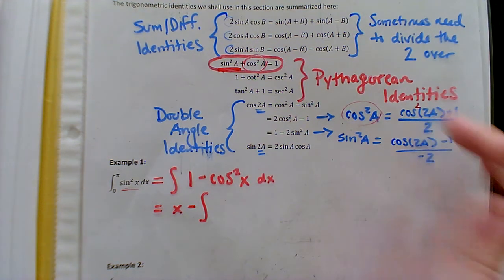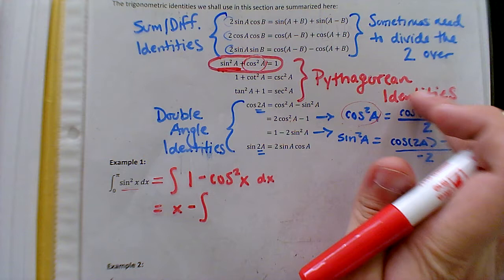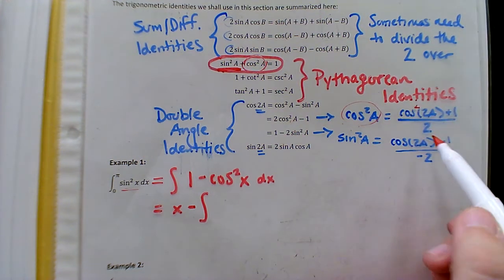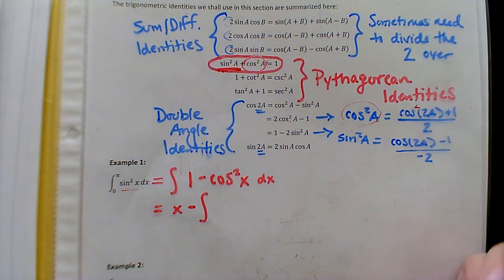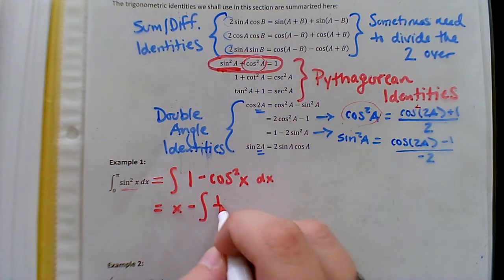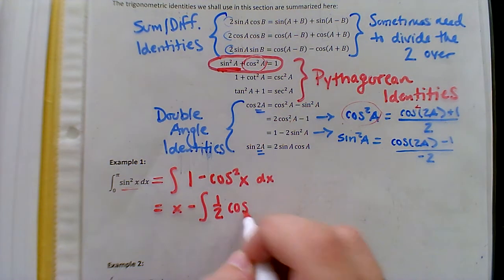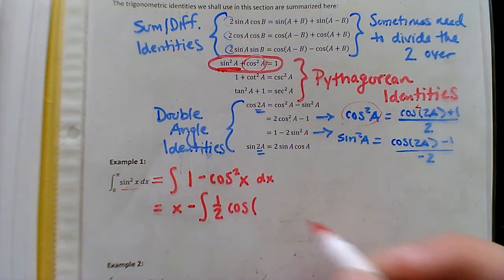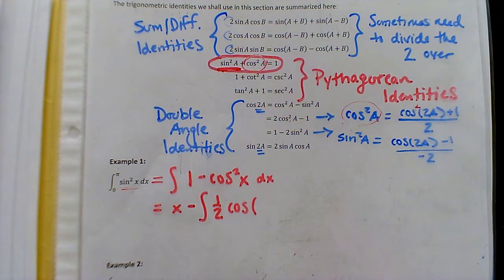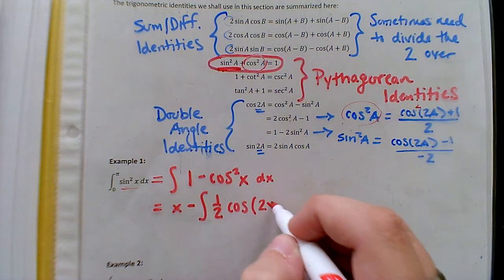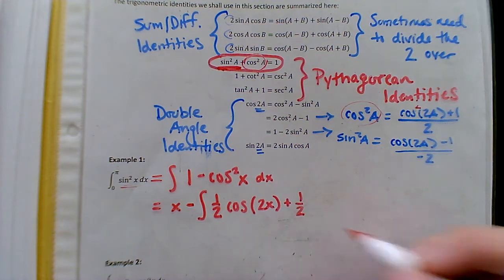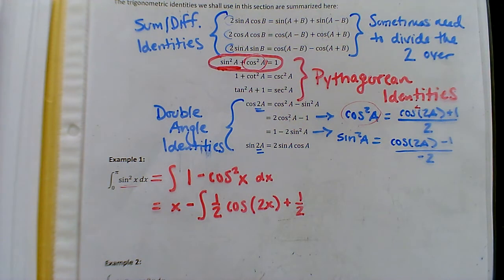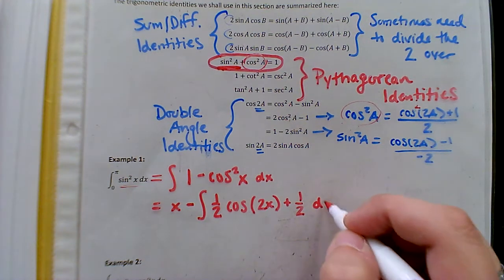So if this is, maybe we'll move the 2 as a coefficient. If both of these are being divided by 2, we can rewrite that division of 2 as 1/2 cosine of 2x, and then plus a 1/2 with a dx on the end.